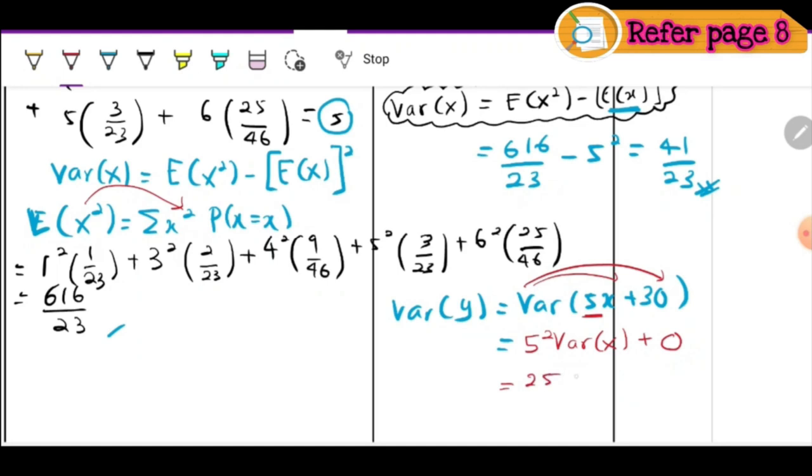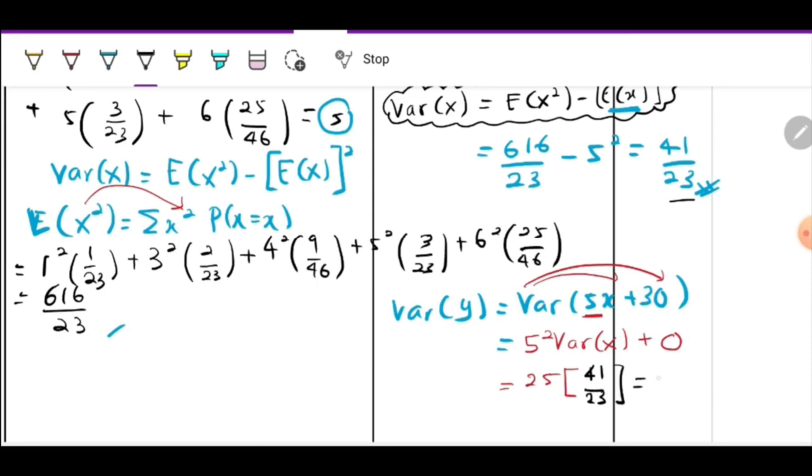So 5 squared is 25, then times the variance. The variance that we got just now is 41 over 23. And the variance of y, the answer is 1025 over 23.